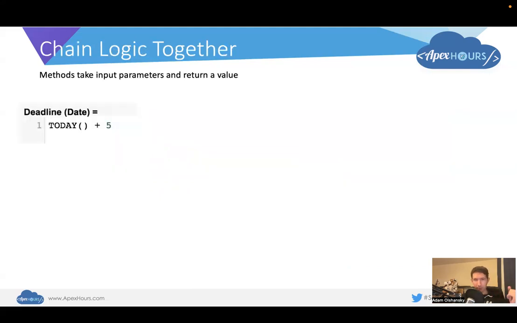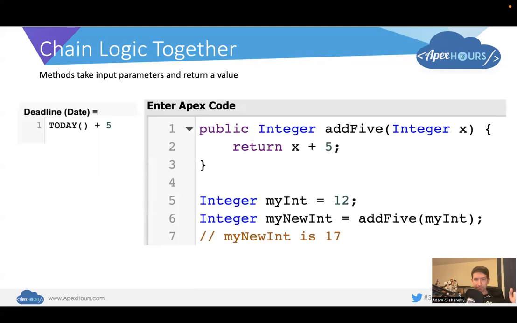And so if we go back to this formula I mentioned at the beginning, where we took a value we knew, today's date, added 5, got another date at the end, we're going to do something similar in Apex here. And so I'm going to jump around in this code a little bit. I'm going to start in line 5, actually. And I'm going to take some integer. I'm going to call it myInt, and I'm going to give it a value of 12, just like we did before with our variables.